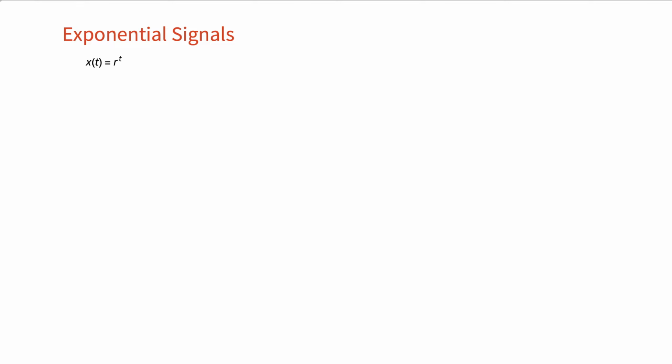Next class of signals are exponential signals. Continuous time and real-valued exponential signals are mathematically expressed as r to the power t, or more commonly as e to the power minus at, replacing the base r with e to the power minus a. Here the parameter a is a real scalar.